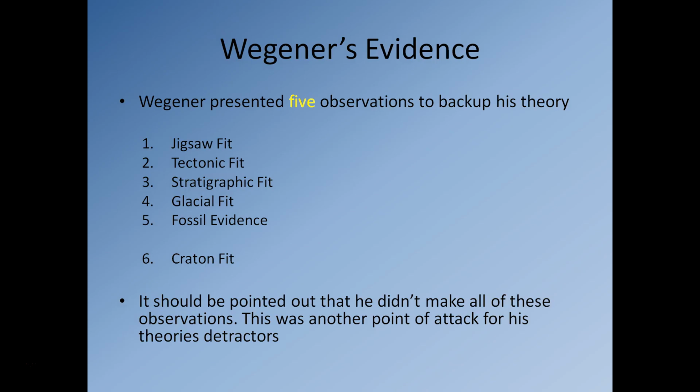The second piece of evidence is the tectonic fit. The third piece of evidence is the stratigraphic fit. The fourth is the glacial fit. The fifth is fossil evidence, and the sixth is Cratonic fit. Now, the Cratonic fit's slightly separated down there because Wegener didn't actually use this piece of evidence. This is a piece of evidence that's come to light more recently in the past 3 decades or so.